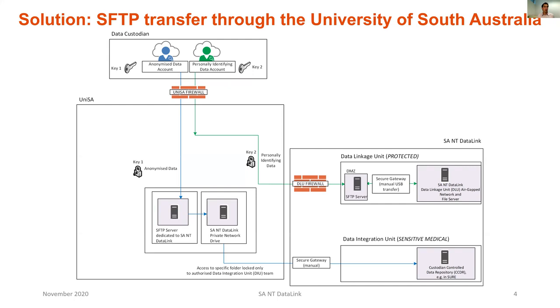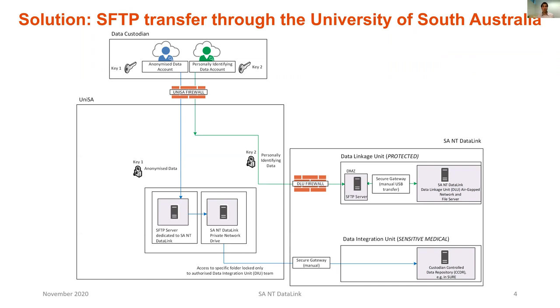The same custodian uses a different private key to provide the corresponding encrypted anonymized content data, again via SFTP. And given the less sensitive nature of this data type, it is simply deposited on secure file storage at the university, from where it is manually transferred by staff of the SANT DataLink's data integration unit to our custodian controlled data repository. The main advantages of this approach are a relatively low cost.